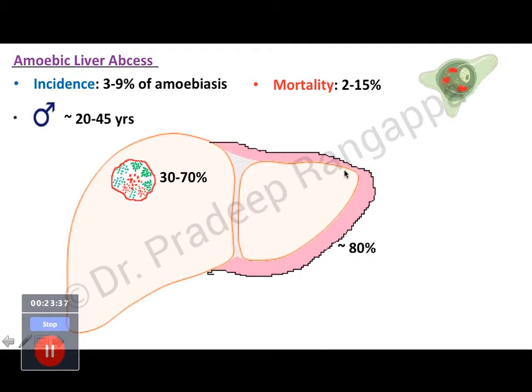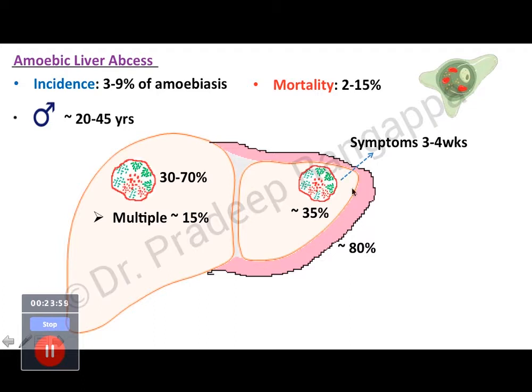80% of the patients will have hepatomegaly, and multiple abscesses may be present in 15% of the patients. And presence of amoebic liver abscess in the left lobe of the liver constitutes around 35%. Predominantly it's present in the right lobe. 35% of the patients can have it in the left lobe. And symptoms may last for up to 3 to 4 weeks. An increase in the transaminases up to 3 times can happen in 35% of the patients with amoebic liver abscess. Increase in alkaline phosphatase can happen in 60 to 80% of the patients with amoebic liver abscess. And increase in bilirubin can happen in 6 to 29% of the patients.